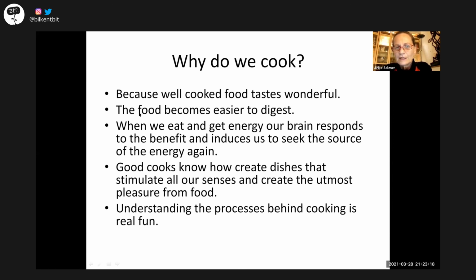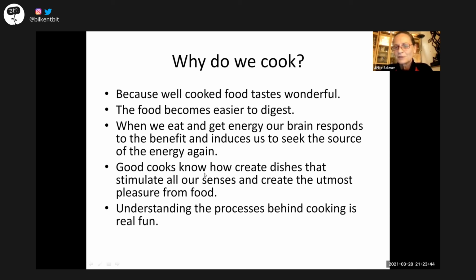So the food on a chemical level becomes easier to digest. And probably because of that, again, our body is happy. It gets the nutrients out of it and develops this feedback cycle to say, yes, eat more of this. So when we eat to get energy, our brain responds to this benefit and induces us to seek the source of this food again, which is good for us.